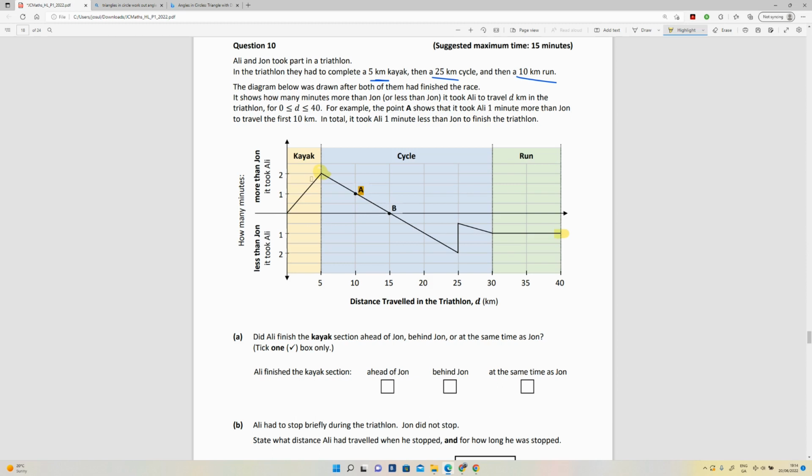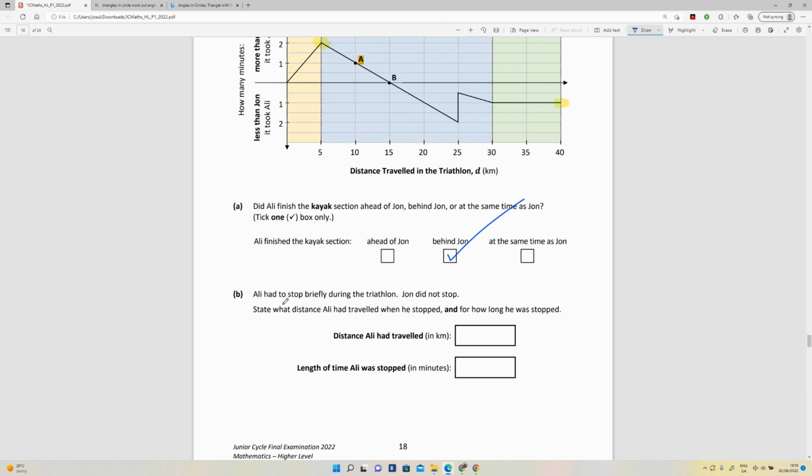So we can see here after the first 5K that Ali is more than, how many minutes more than John it took Ali? Ali is actually behind John. He's 2 minutes behind him after the kayak. So the answer to the first part is behind John. Okay.